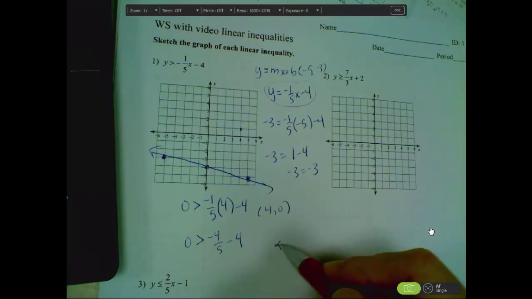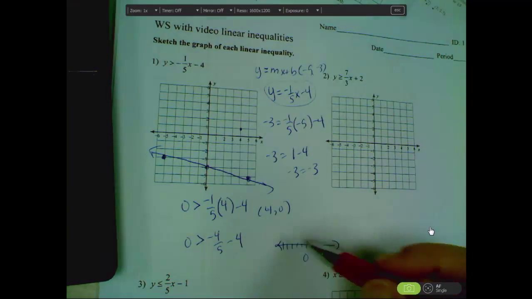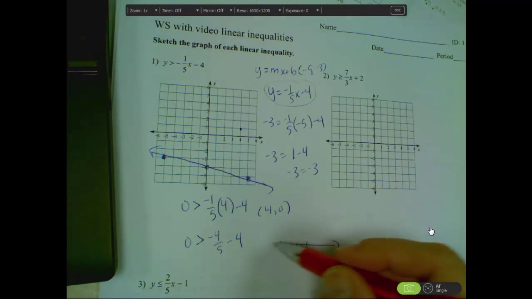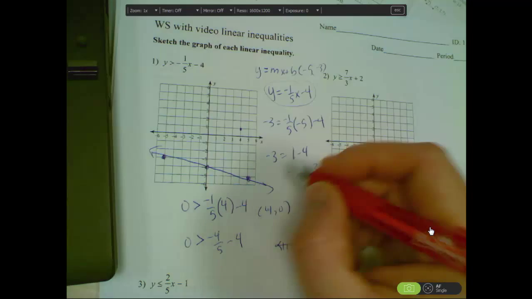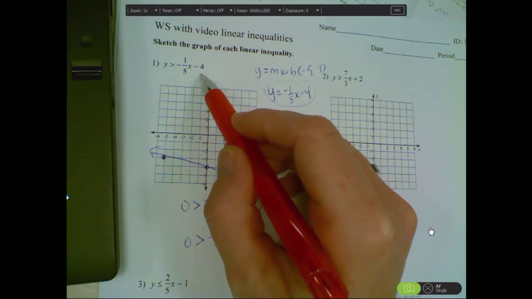Well, that requires you to understand a little vocabulary. Here's 0. Here's all the negative numbers. Is 0 bigger than all of these numbers? Yes, it is. This point makes this inequality true.